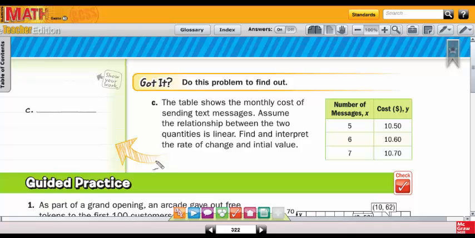Lastly, let's take a look at letter C. The table shows the monthly cost of sending text messages. Assume the relationship between the two quantities is linear. Find and interpret the rate of change and initial value. Well, rate of change should be quick and easy.